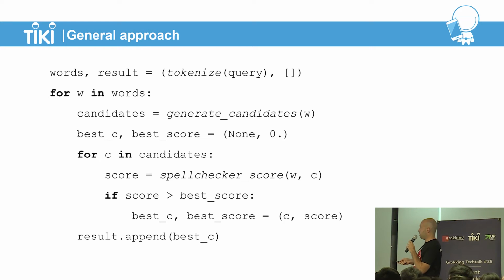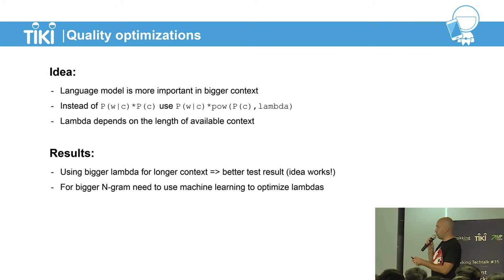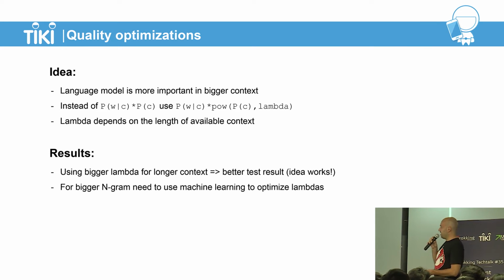Okay, so yeah, we finished with the error model. So now we can even further optimize the quality of what we came up with, because we assumed that the language model is more important than the error model if we have bigger context. So if we have more words before the word or more words after the word, then probably the weight of the language model in our formula should be bigger.